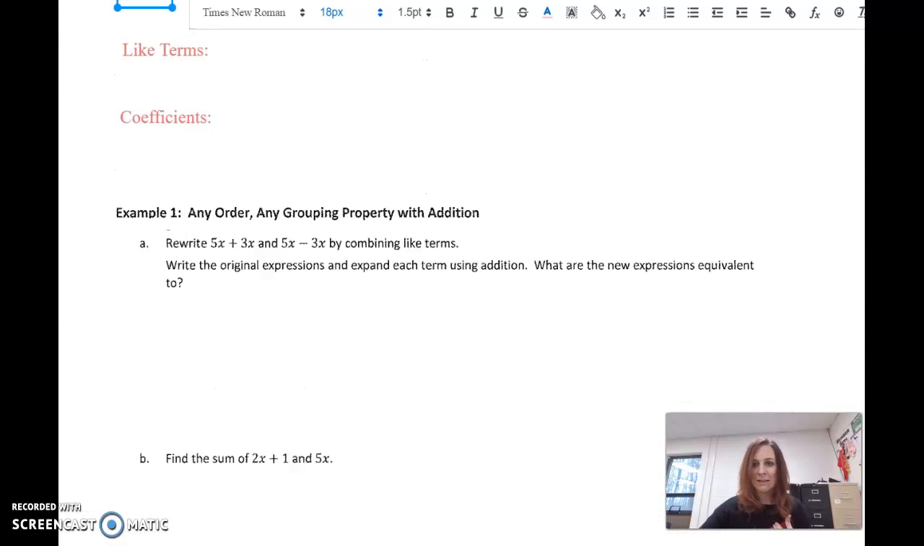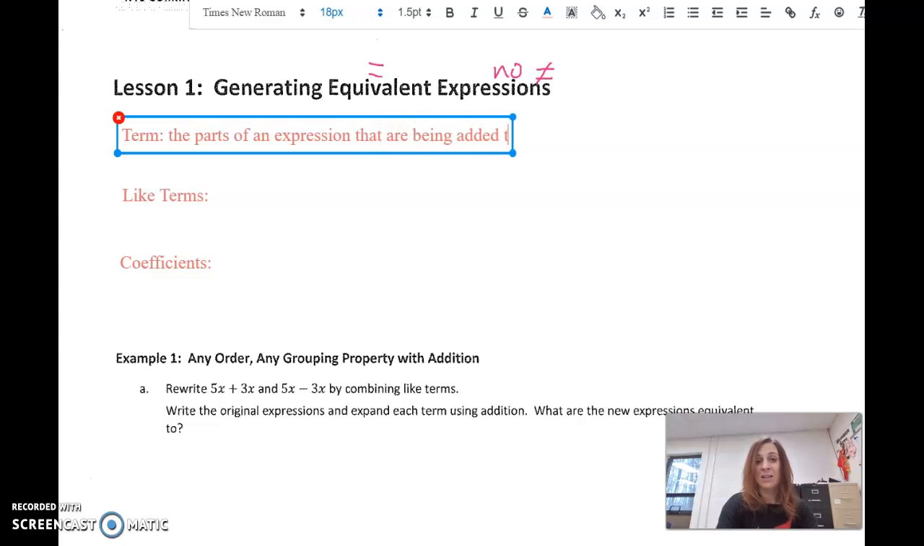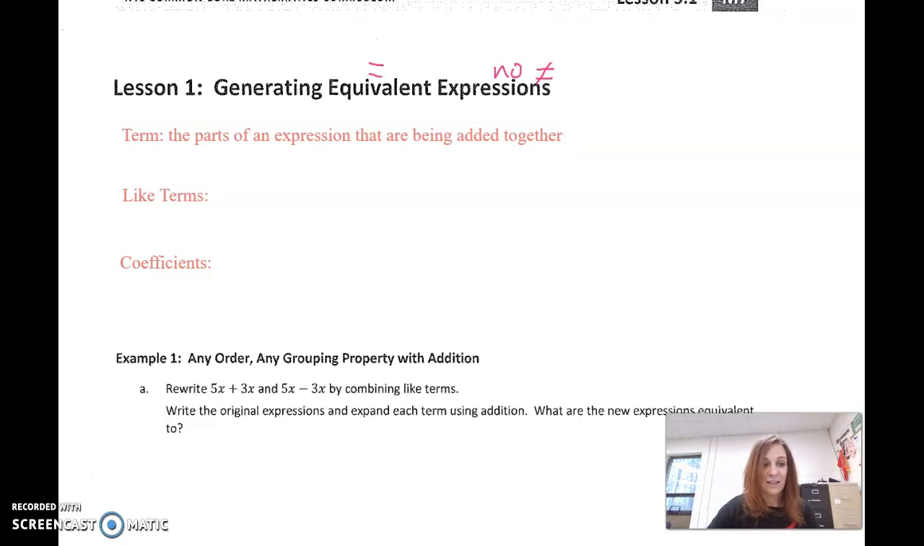Here's Mrs. Messing's definitions. Term: the parts of an expression that are being added together. Okay, and that's really important because sometimes we'll have subtraction signs. Not a big deal. We know how to change it to adding, but it's going to be really important that we always change things to adding.